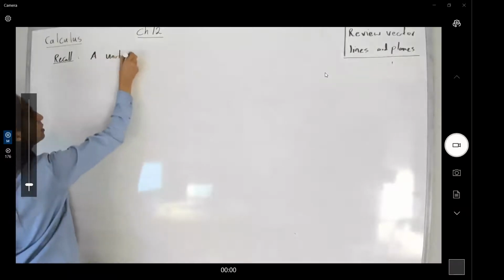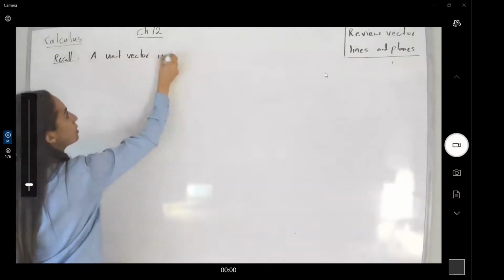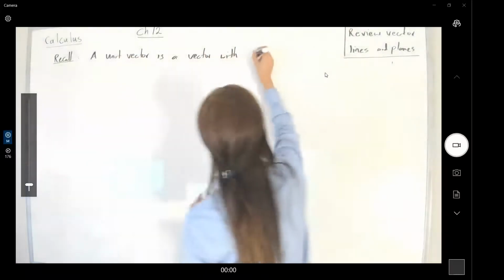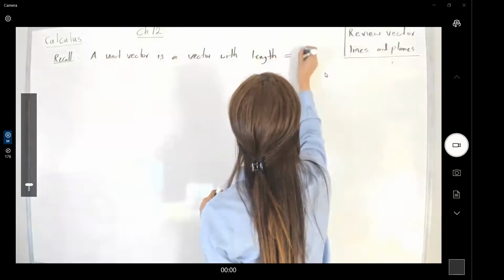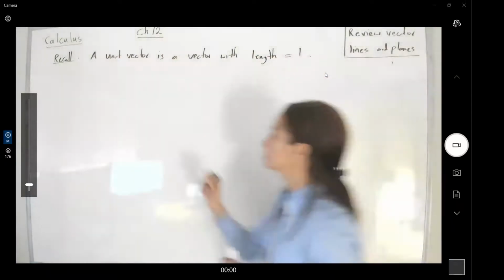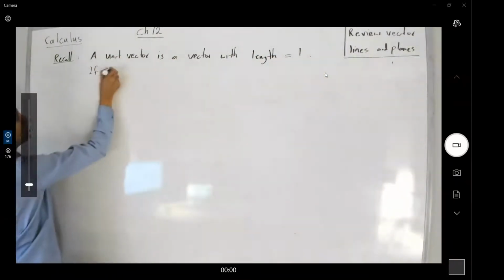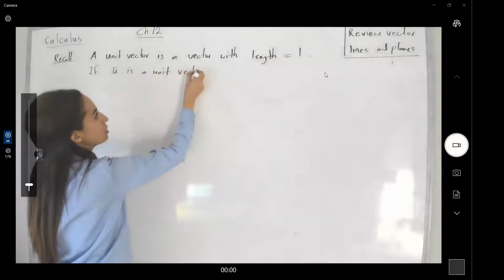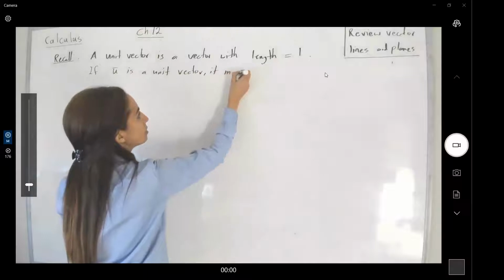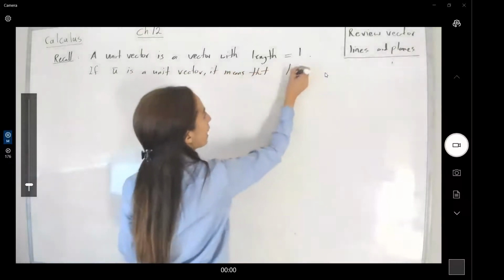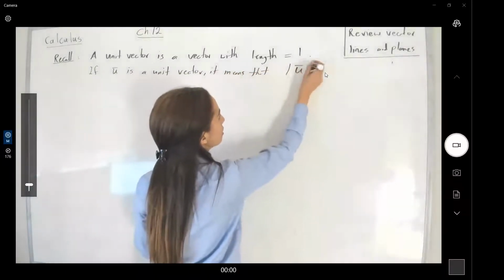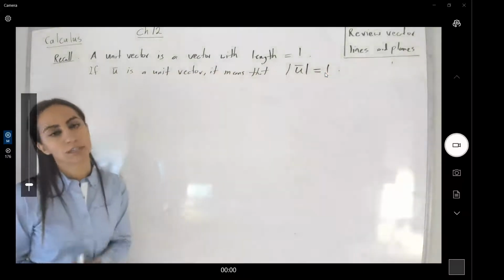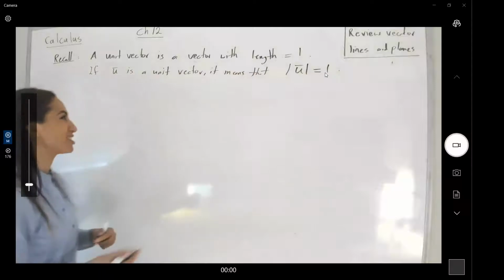A unit vector is a vector with length equal to 1. So if U is a unit vector, it means that its magnitude is equal to 1. What if you have a vector and the magnitude of that vector is not 1? Can we make it a unit vector?